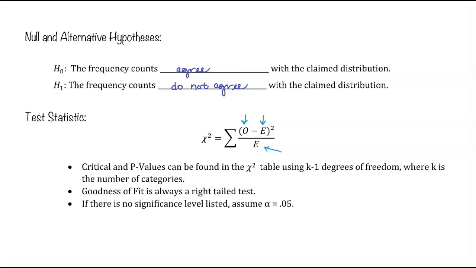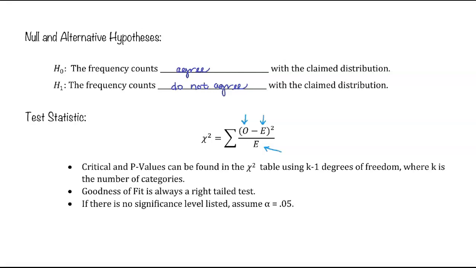If you have a TI-84 calculator, you can use the chi-squared goodness of fit test, but I will show you how to do this without the TI-84 calculator. Critical values and p-values can be found using the chi-squared table, as well as other functions in our calculator. It's also important to note that a goodness of fit test is always a right-tailed test, and if for some reason a significance level is not given, we will default to a significance level of alpha equal to 0.05.